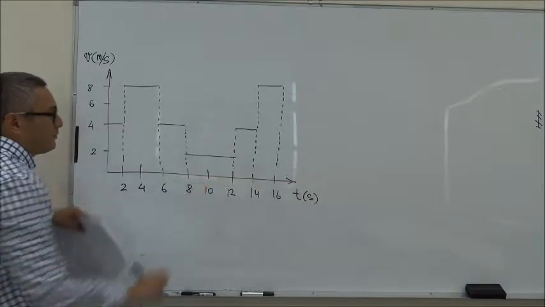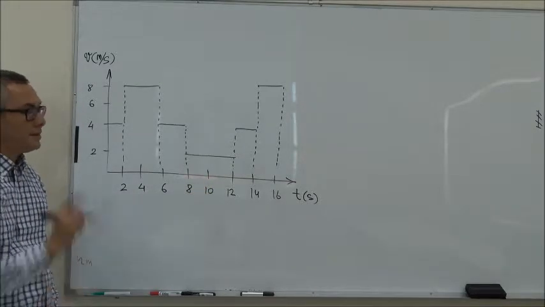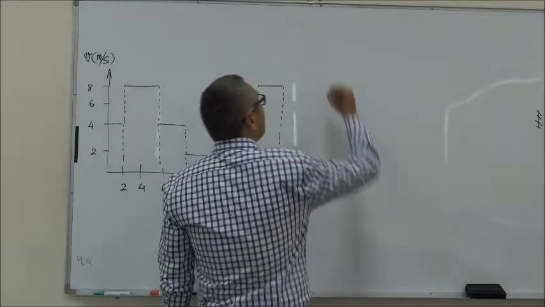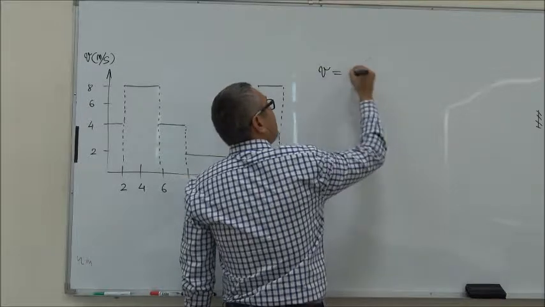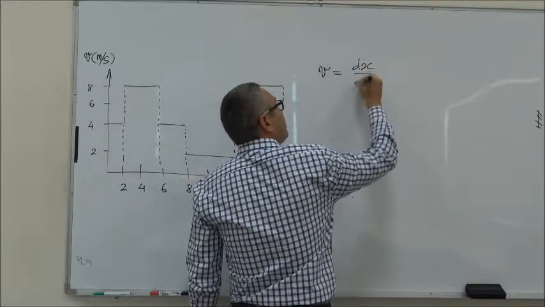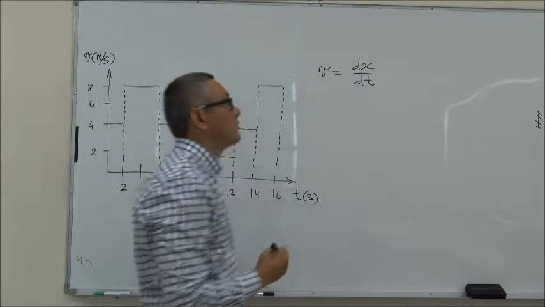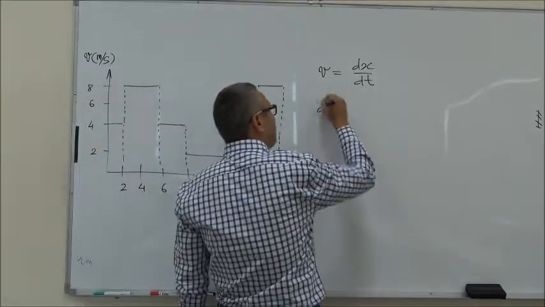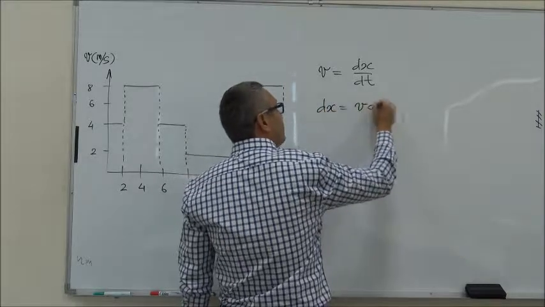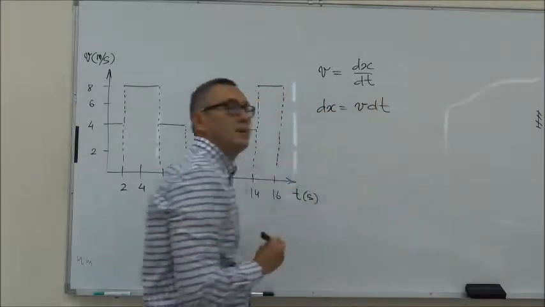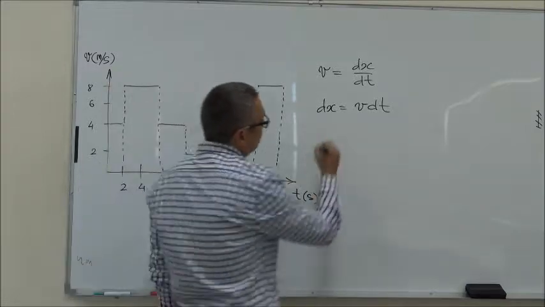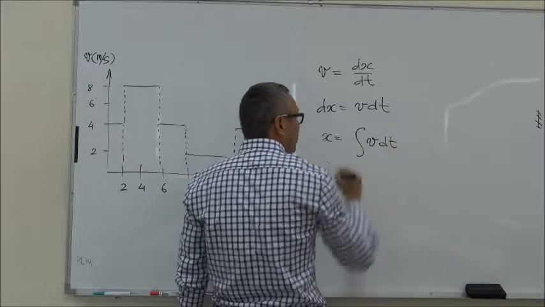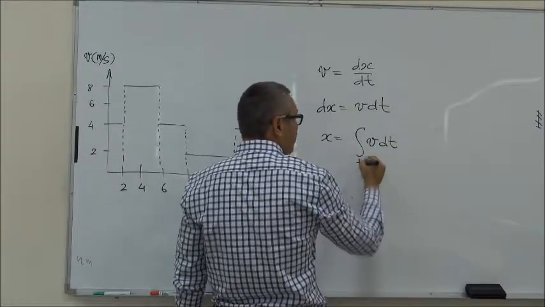10 seconds. Now, in order to find that, let's first recall the definition of instantaneous velocity. The instantaneous velocity is equal to dx dt, or the first time derivative of the position. Now, this can be rearranged, and we can say that dx is equal to v dt, which means that x is actually an integral of v dt from some t0 to some t.